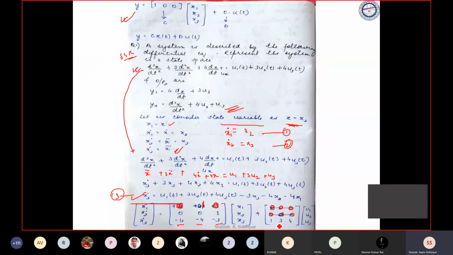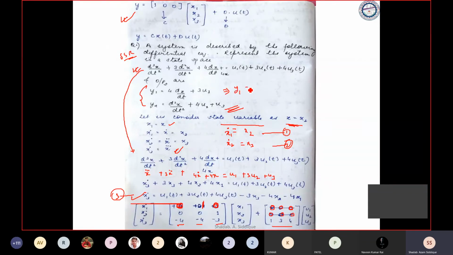So 1 3 4 will be written, 1 3 4 which is written here. So that is written with this one. Okay, now we'll try to find the output equation y. How many outputs do we have? We have 2 outputs. So we'll try to write it in a form.